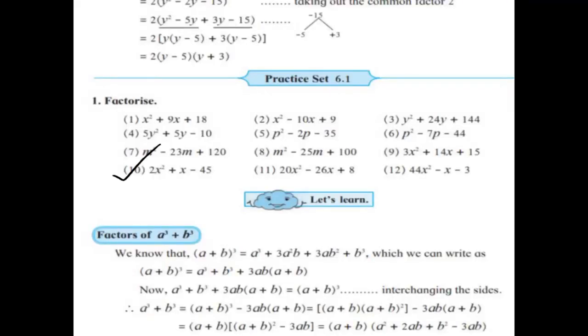2x² + x − 45. First you have to multiply the first term and the third term, that is 2x² into 45 is 90x². Write all the factors of 90x².